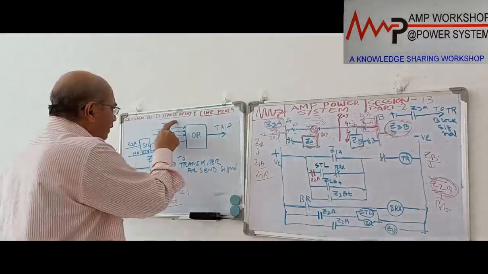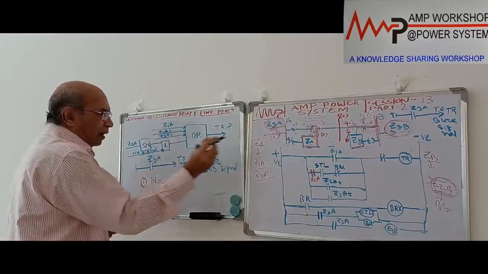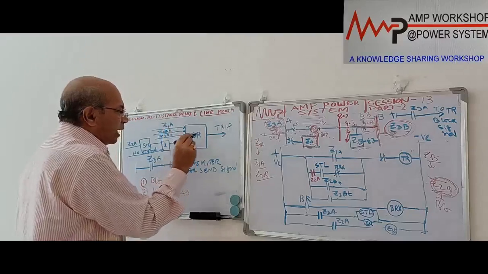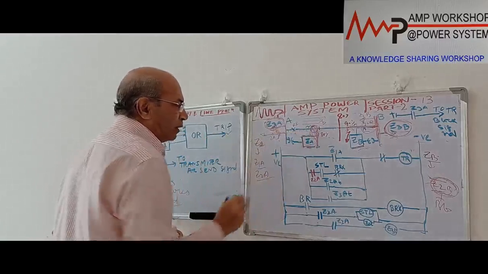So when Z1A, that is the A station zone 1 element, operates, it is an OR gate. So when any one of the inputs is high, immediately the output will be high. Then immediately it will trip. So that is the clearing for 10%.